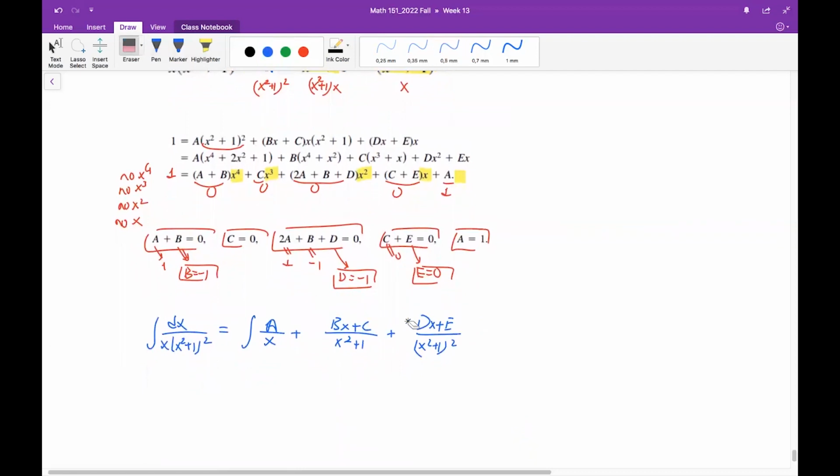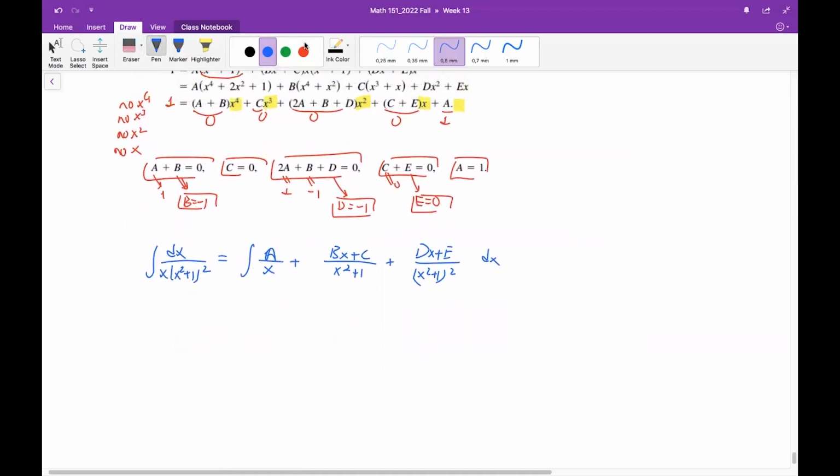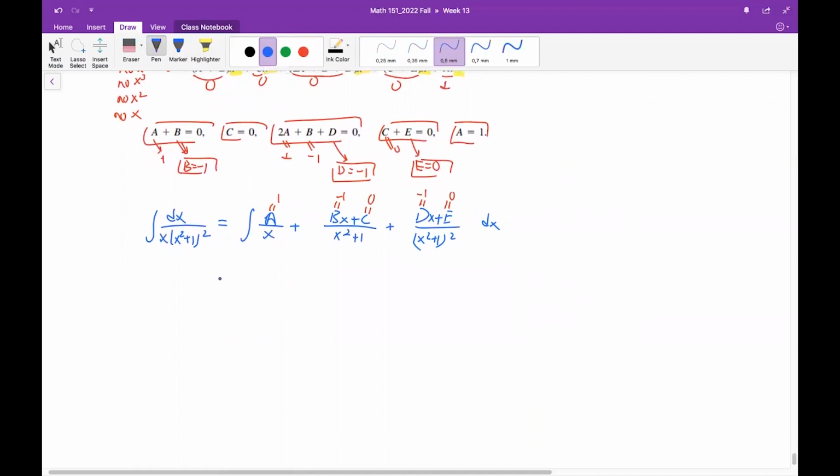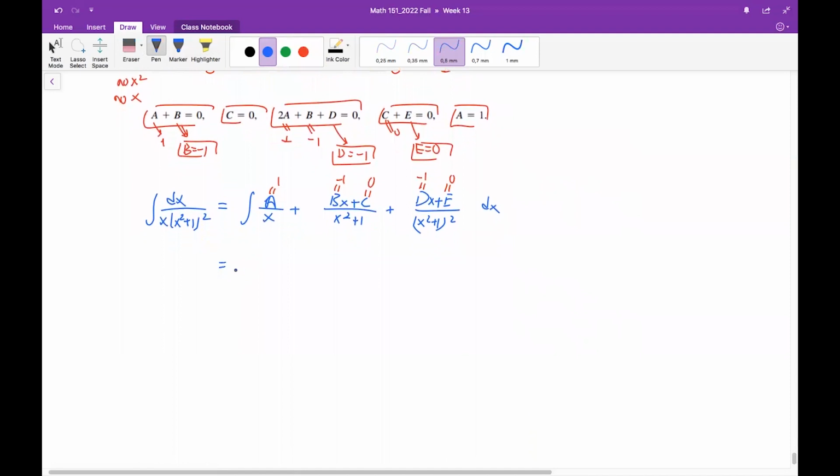Let me just write it inside one integral so that I can put dx at the end. Okay, I solved A as 1. I solved B as -1, C as 0, D as -1, E is also 0. So what do I have inside the integrals? A is 1. This is dx over x, plus minus x over x squared plus 1 dx, plus minus x over x squared plus 1 squared dx. This is what we have to integrate.